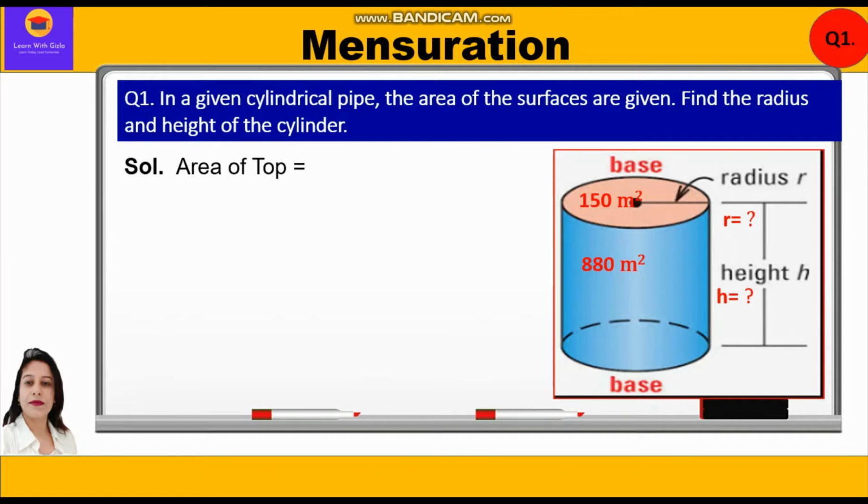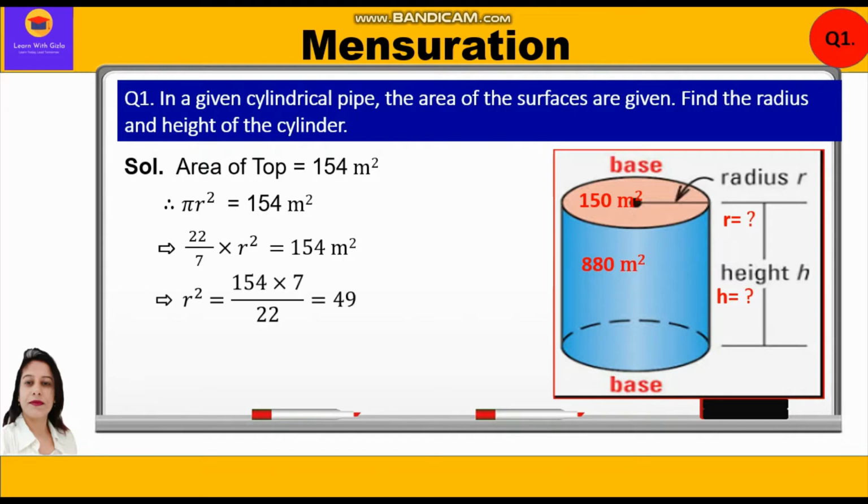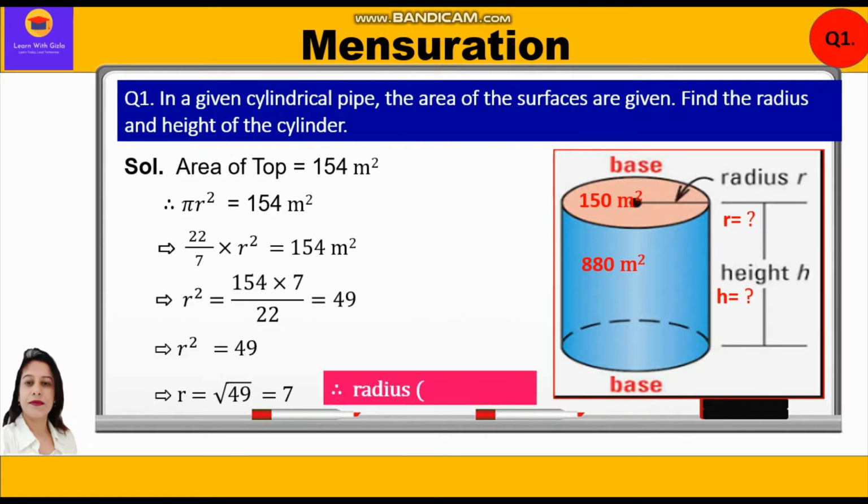Area of the top is equal to 154 meter square. Now since the top base is circular, so we can say pi r square is equal to 154 meter square. Further, we will write 22 by 7 into r square is equal to 154 meter square. So r square is equal to 154 into 7 upon 22, is equal to 49. So when r square is equal to 49, we can say r is root of 49, which is equal to 7. So radius has come 7 meters.